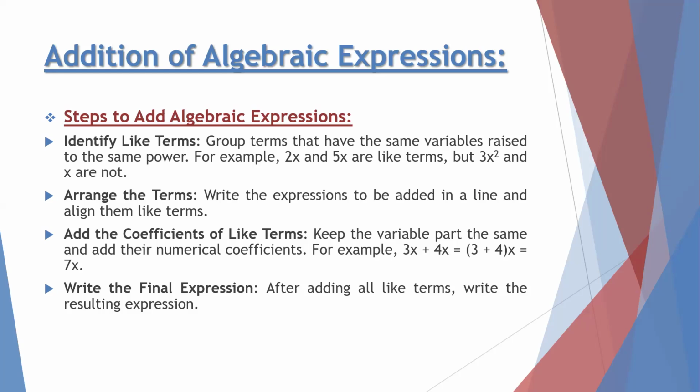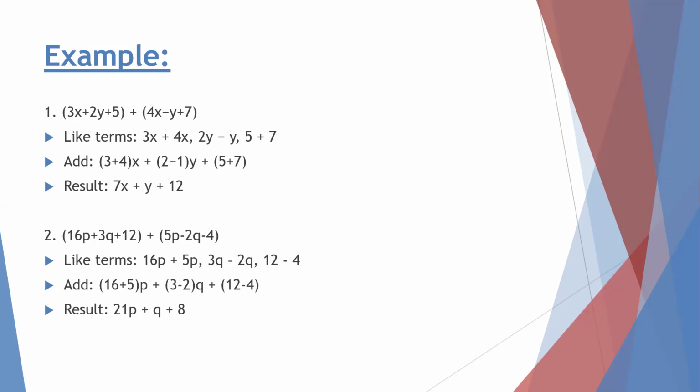It means you can write the numbers which are like terms in the bracket and the variable outside the bracket, and then you can carry on the addition. So the last step says what? Write the final expression. After adding all like terms, write the resulting expression. So I hope you understood how the addition of algebraic expressions can be done. Let's solve and understand it better with examples.